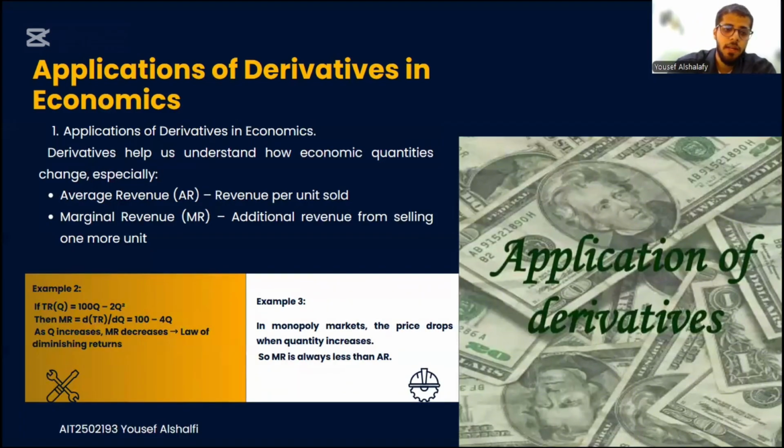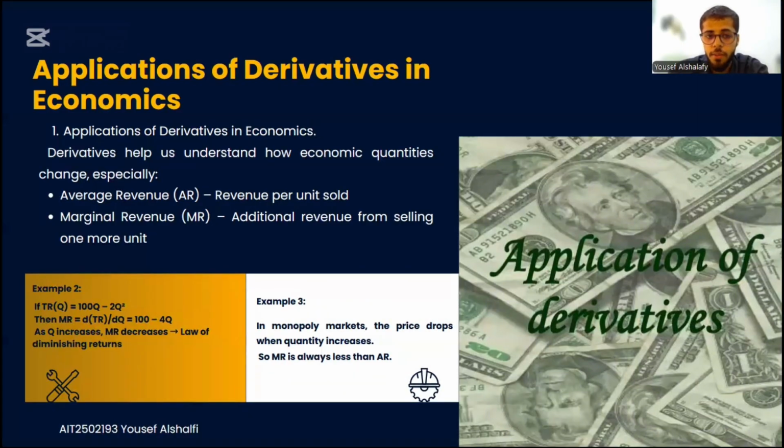And when we see example number 3, in monopoly markets, one company, for example, controls the market. To sell more product, the company needs to lower the price to sell more. So when they lower the price, they don't just apply it to the new unit.